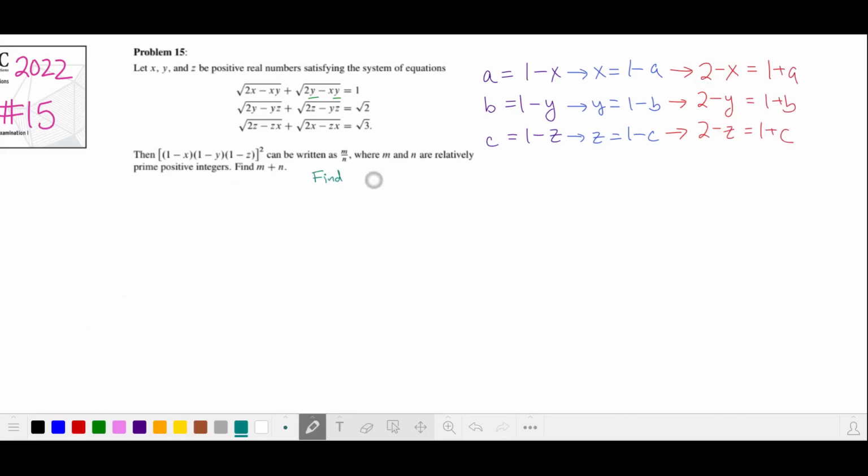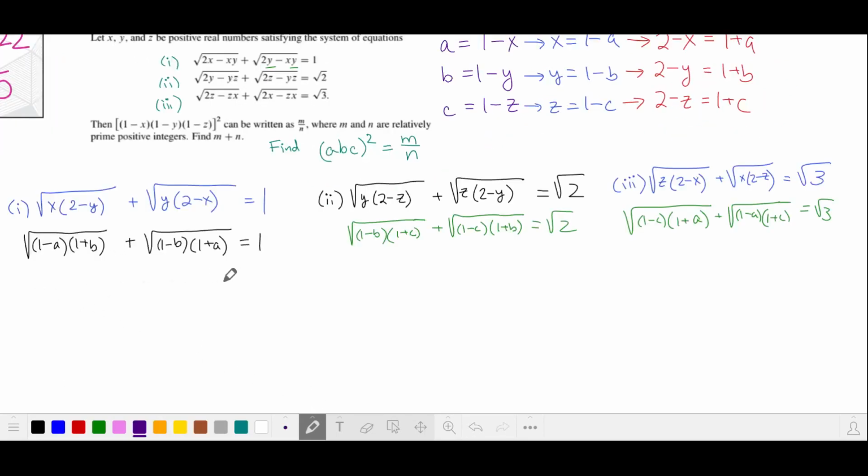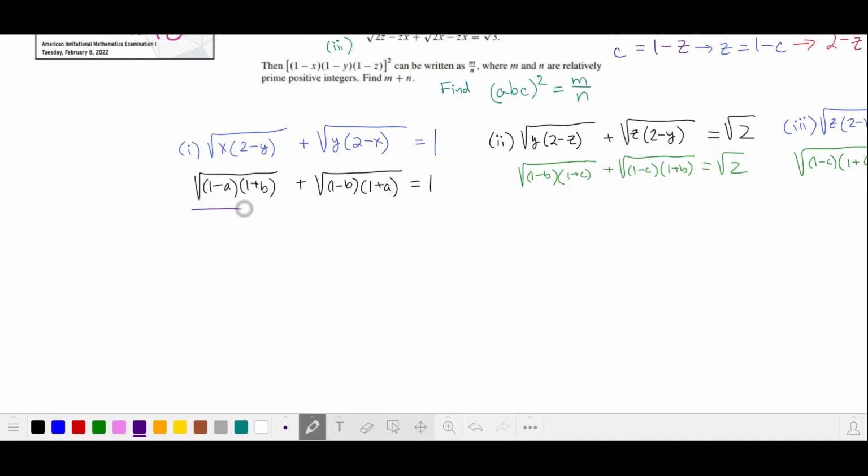So now we want to find the square of the product of a, b, c. We'll number these equations and rewrite them in terms of our new variables. Let's continue with the first equation by squaring both sides. We'll square these two terms, and we'll take 2 times the product of these terms, and note that we have a difference of squares factorization. So I'll replace this with 1 minus a squared and 1 minus b squared. Squaring the right side is just 1.